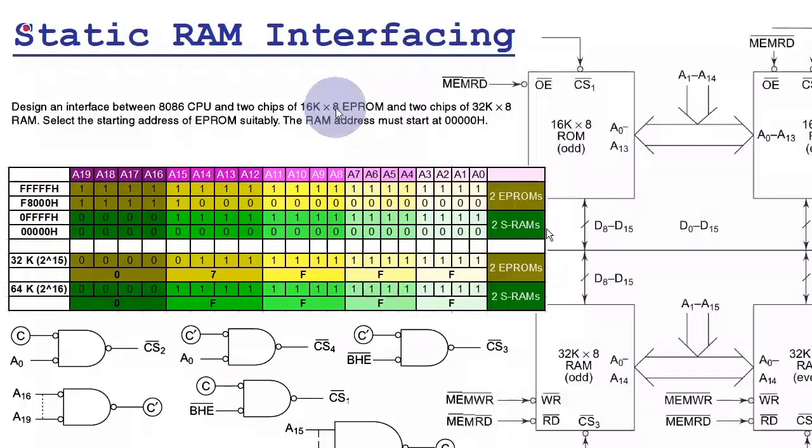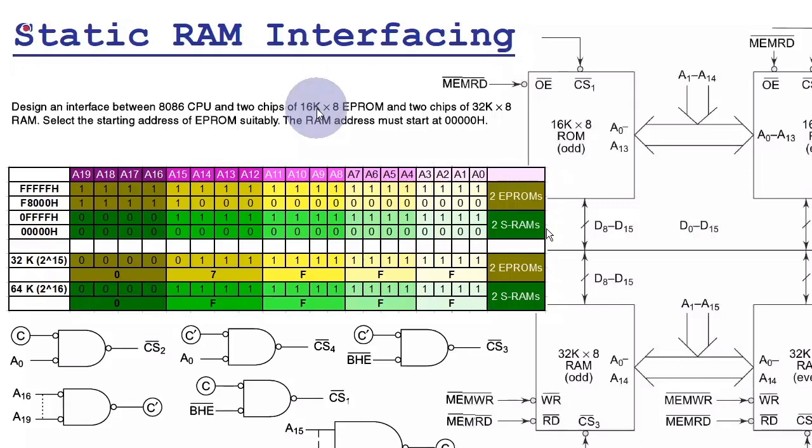16K cross 8 means 2 chips are there, so 32K cross 8 will be there, because 16 cross 16 will make 32K addresses, and 32 means 2 raised to the power of 5. So 2 raised to the power of 5 is 32, and K already is 2 raised to the power of 10. So total will be 2 raised to the power of 15. That means 15 total address lines will be required for a set of 2 ROM chips.